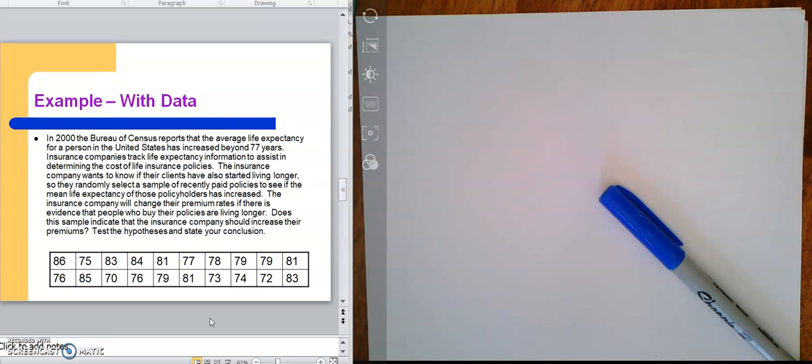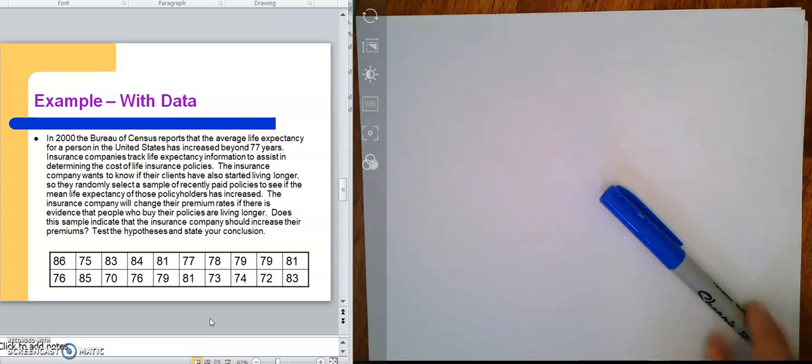All right, so we are going to do this example together. It says in 2000, the Bureau of Census reports that the average life expectancy for a person in the U.S. has increased beyond 77 years. Insurance companies track life expectancy information to assist in determining the cost of insurance policies. The insurance company wants to know if their clients have also started living longer. So they randomly select a sample of recently paid policies to see if the mean life expectancy of those policyholders has increased. The insurance company will change their premium rates if there is evidence that people who buy their policies are living longer. Does the sample indicate that?